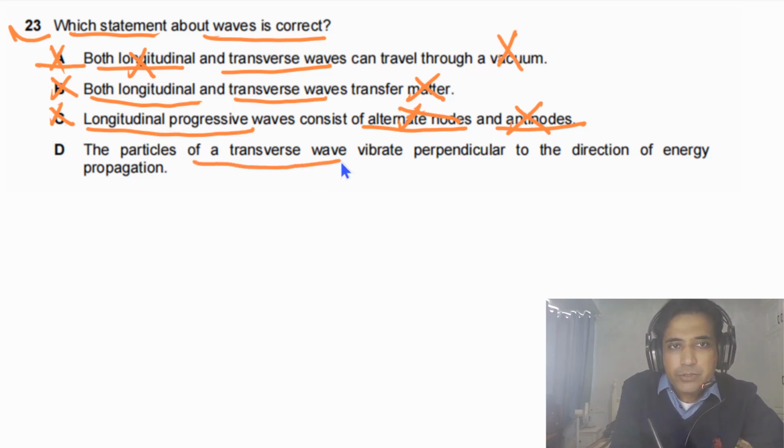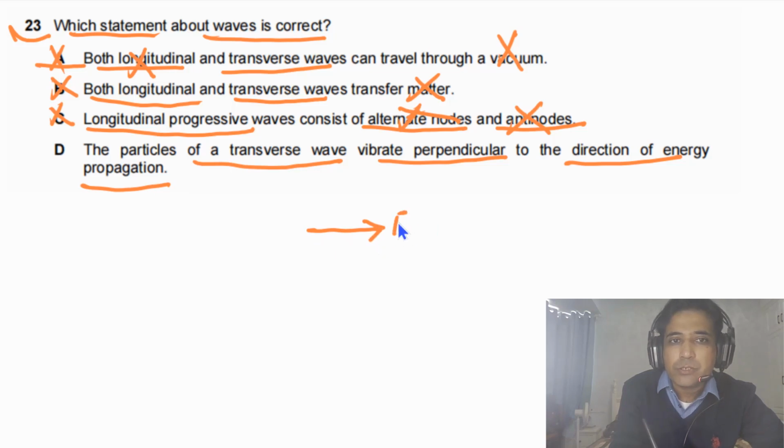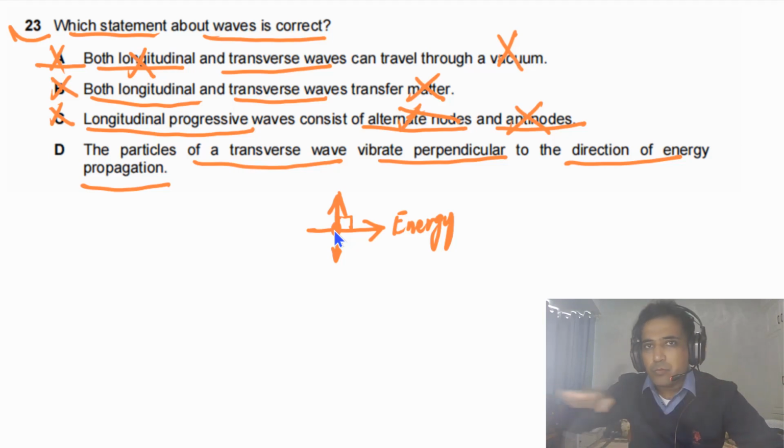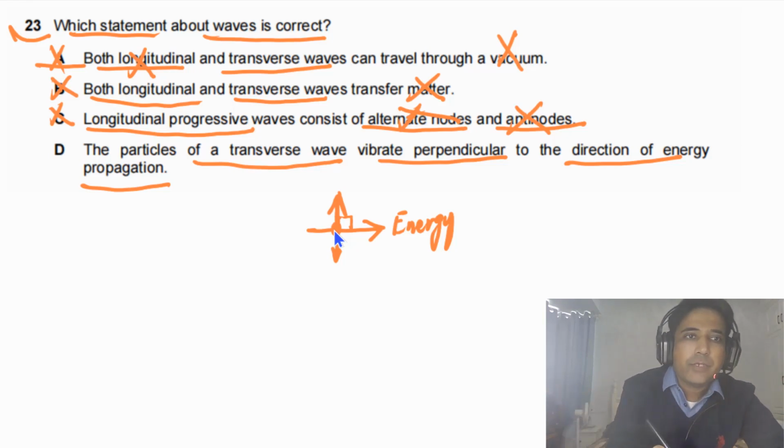The particles of a transverse wave vibrate perpendicular to the direction of energy propagation. This is correct. Imagine that the transverse wave is moving to the right, so energy will be transferred to the right. So this is propagation of energy. And we can also imagine a particle of the medium, and this particle will vibrate perpendicular to energy propagation. This angle will be 90. So this is how the particles of the medium will vibrate like this, and the wave will move to the right or to the left. So the answer for this question is D.